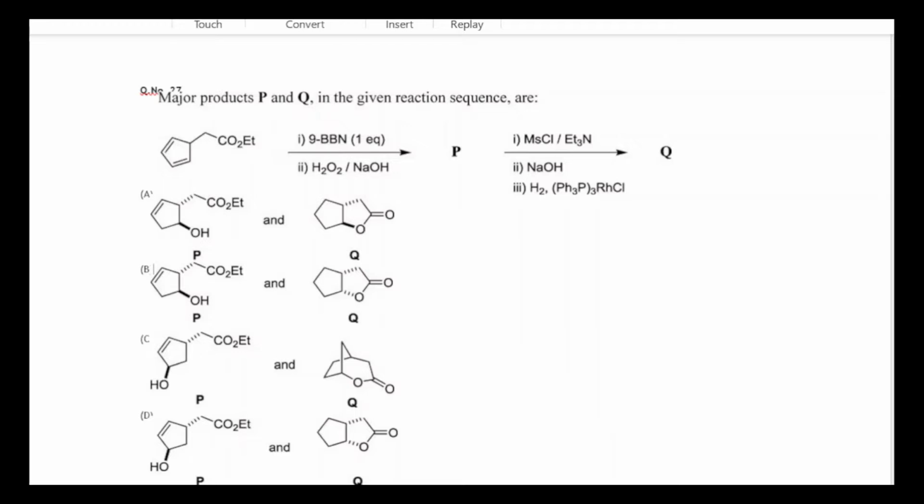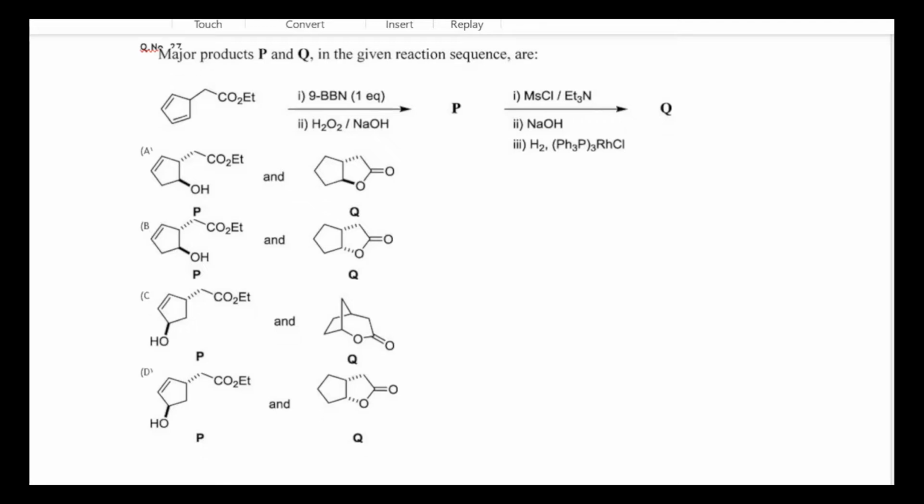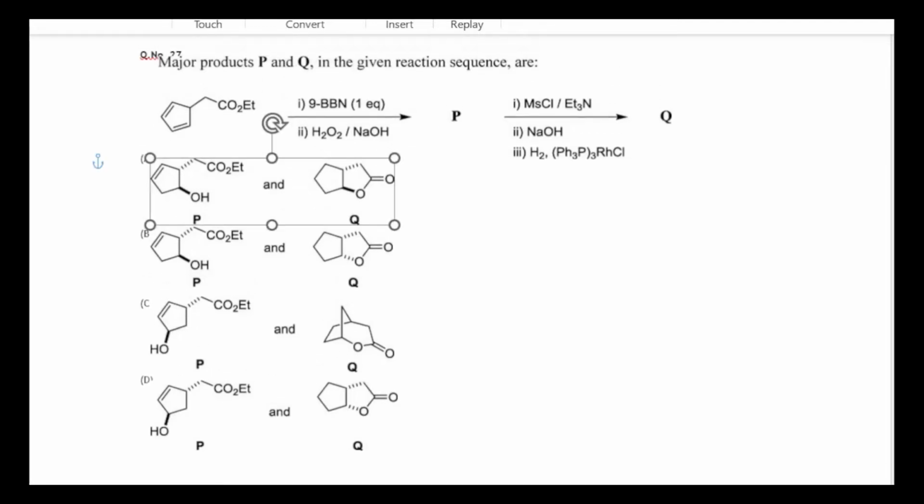Okay, today we are going to solve one question from GATE 2020. So here it is 9-BBN, and they have given hydrogen peroxide and sodium hydroxide. So this is basically a hydroboration and oxidation reaction.